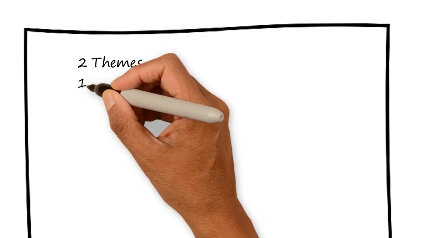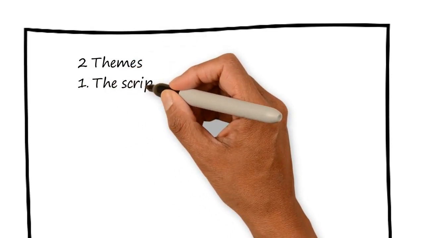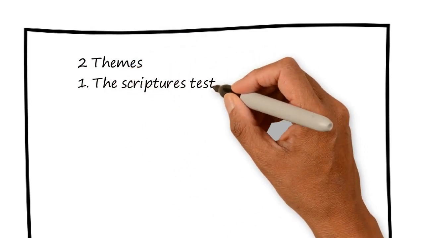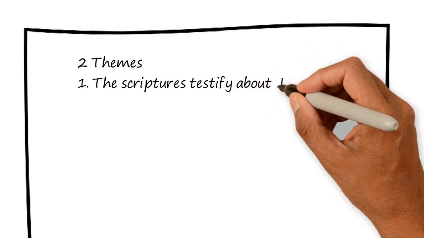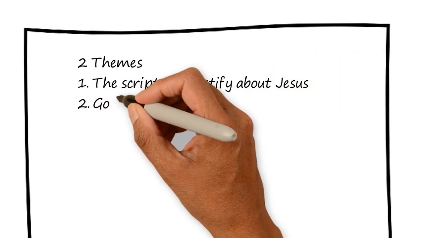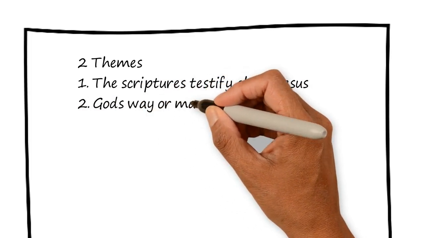There are 2 themes that we're studying during the Old Testament overview. Number 1 is the Scriptures testify about Jesus. And number 2 is God's way or man's way.